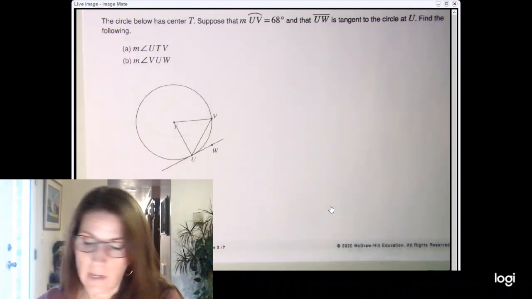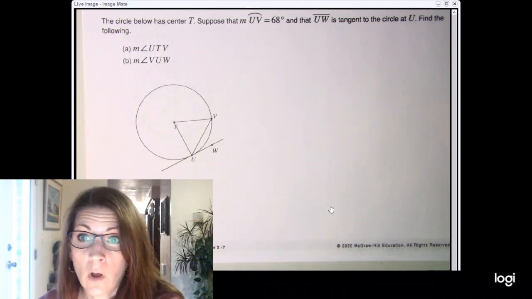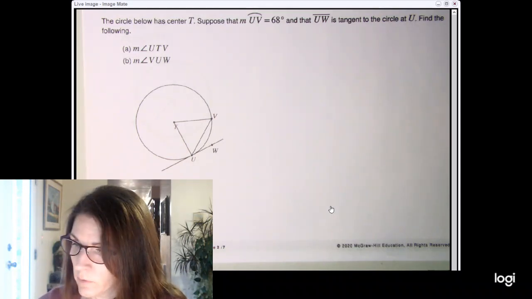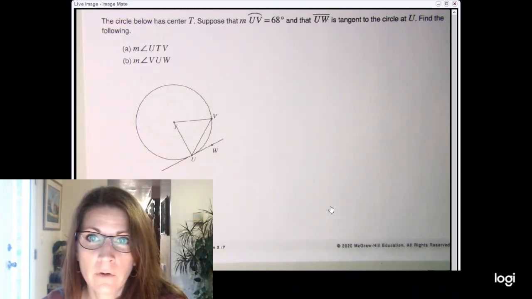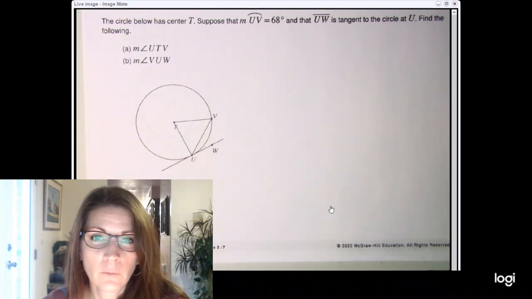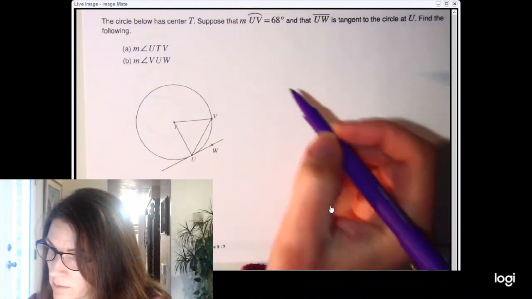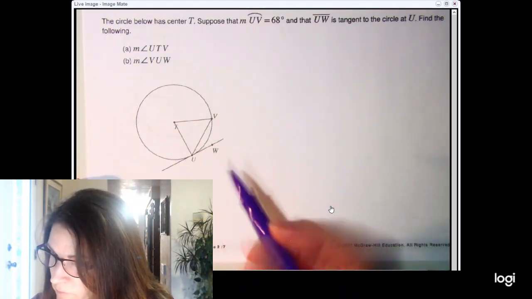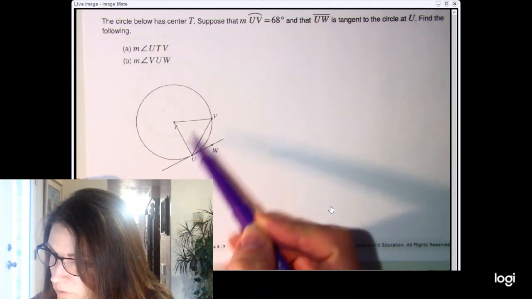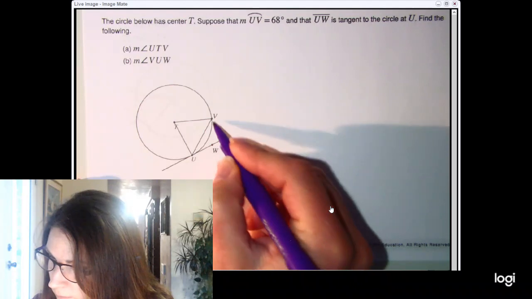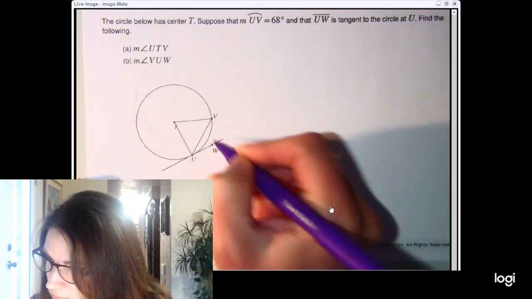If you've got a whiteboard marker at home, draw on your Chromebook. It's always easier when you've got the stuff labeled in front of you. Draw the circle on your own paper, label it on your paper. Let's see, here it tells me T is the center, so I automatically know I've got 2 radii. And then it says the measure of arc UV, here it is 68.